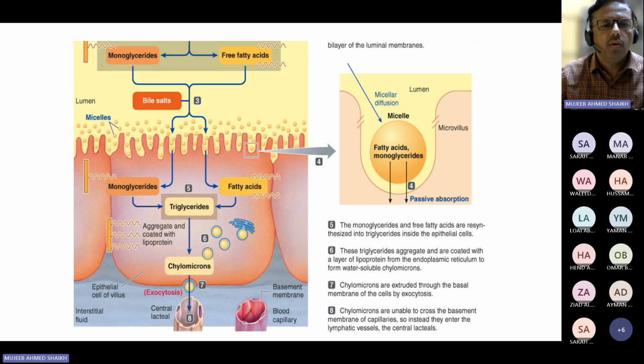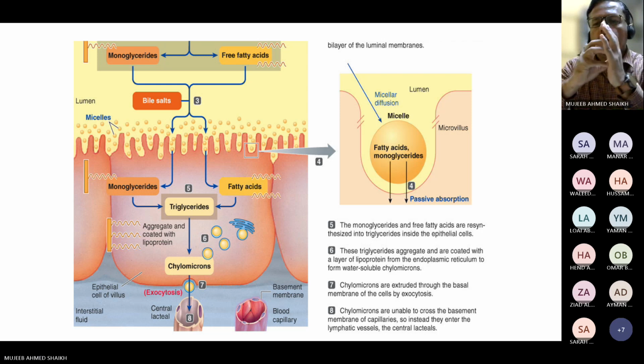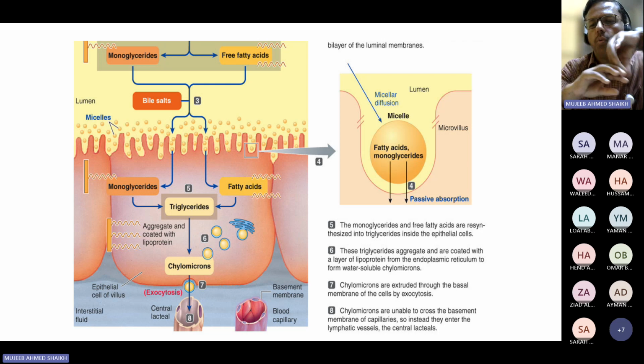Once they are inside, again the fatty acids and the monoglyceride will combine to form the triglyceride in the cell, and these triglycerides will be enveloped, or you can say wrapped, into a lipoprotein coat, which will lead to the formation of chylomicrons. These chylomicrons will move out of the cell through exocytosis. They are big particles, so they will come and bind with the cell wall, and the cell wall will open from the other side and they will go out.